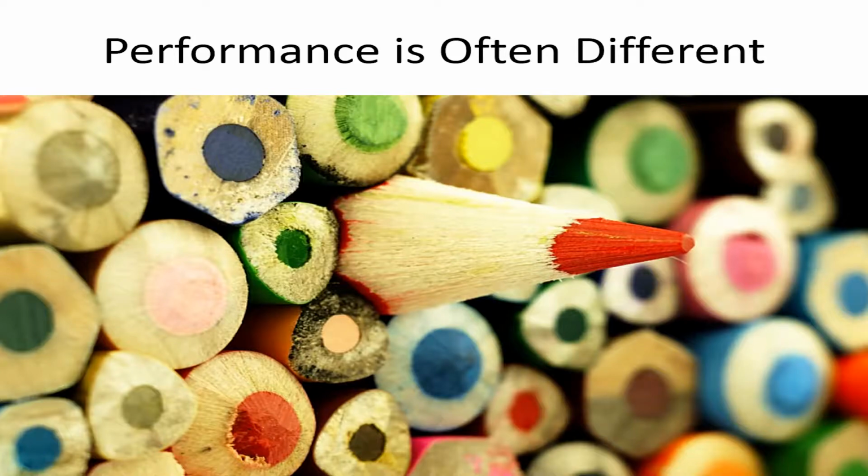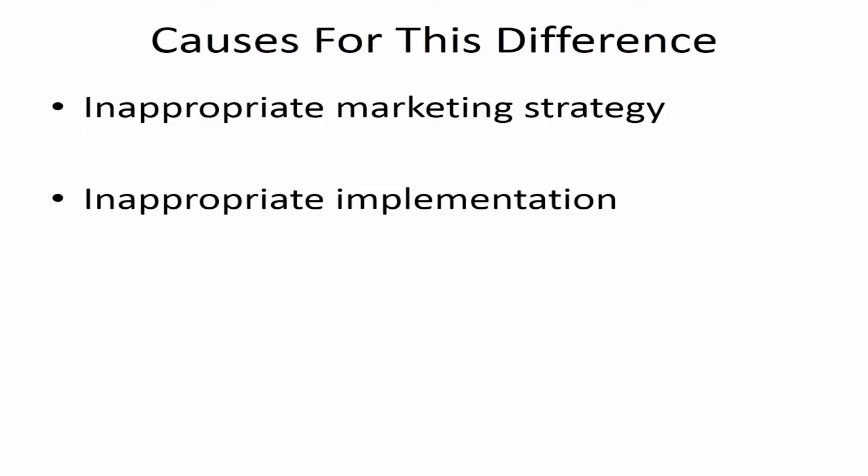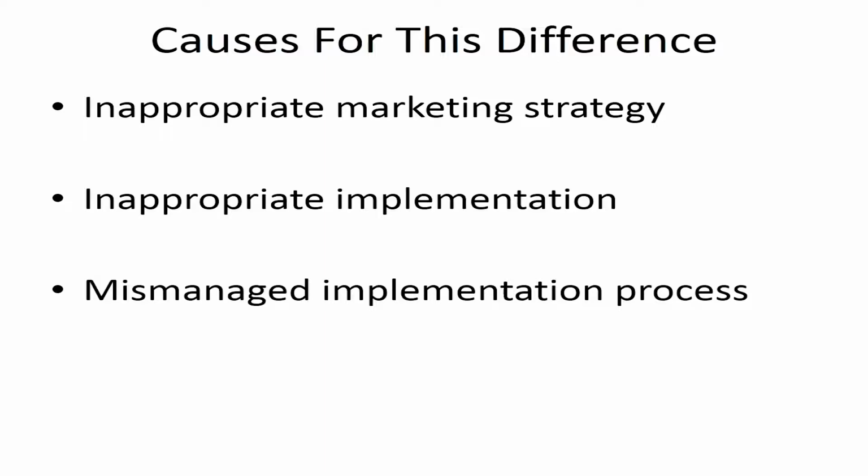Typically, there are four possible causes for this difference. The differences are: the marketing strategy was inappropriate or unrealistic. The implementation was inappropriate for the strategy. The implementation process was mismanaged. The internal or external environments changed substantially between the development of the marketing strategy and its implementation.